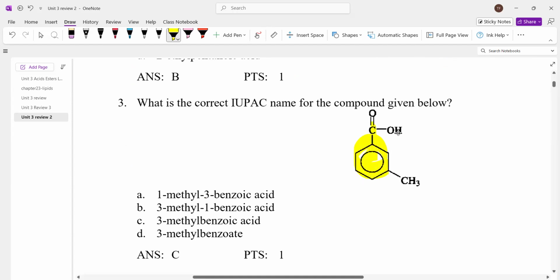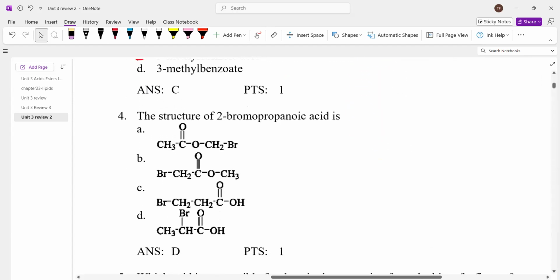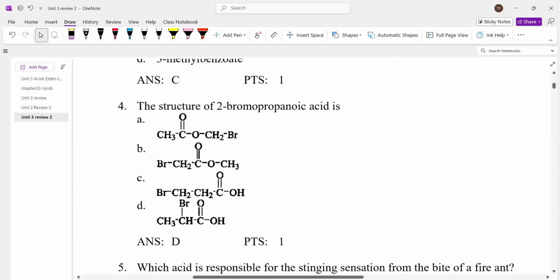Backbone, so it's based on benzoic acid, and 1, 2, 3, so it's going to be 3-methyl benzoic acid. And we've got a 3-carbon backbone, branch at carbon number 2.